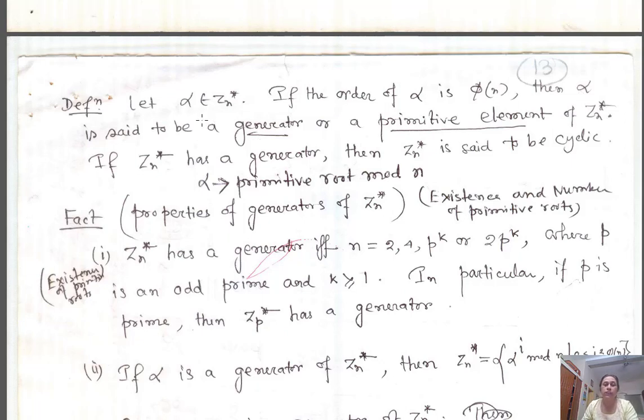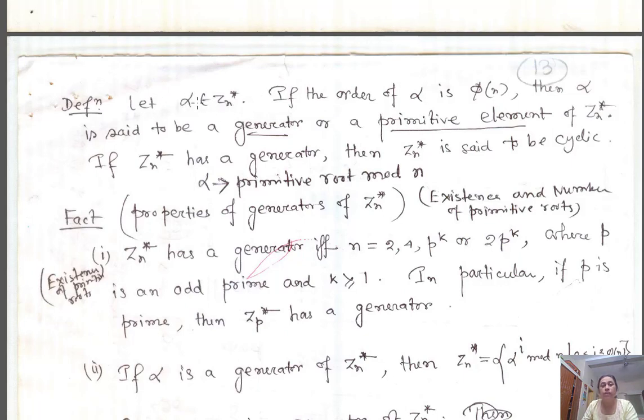So let us now discuss certain properties of Zn star. Zn star is the set of all integers modulo n which are co-prime to n. So alpha belongs to Zn star means alpha is co-prime to n. That means GCD of alpha and n is 1.